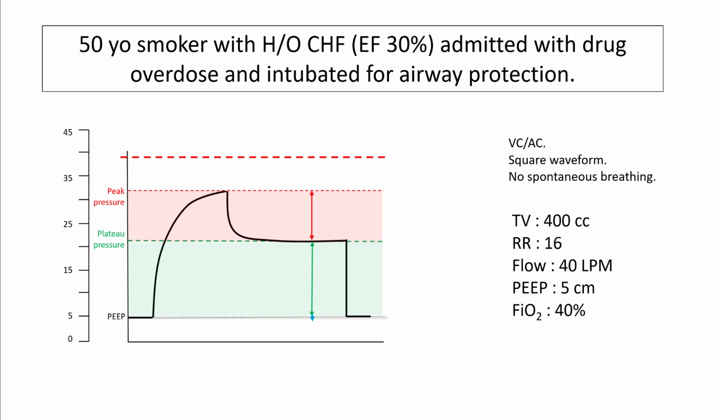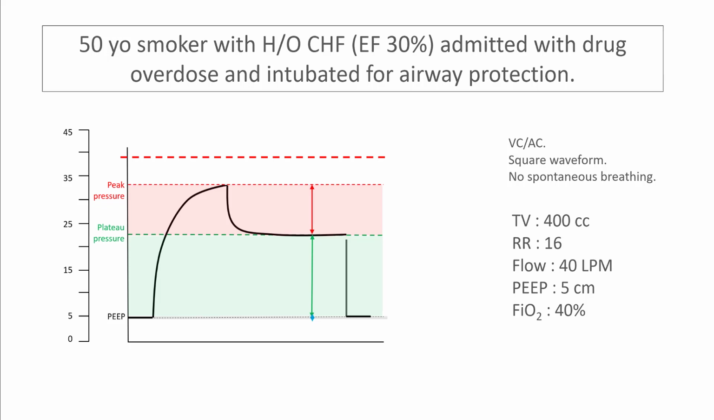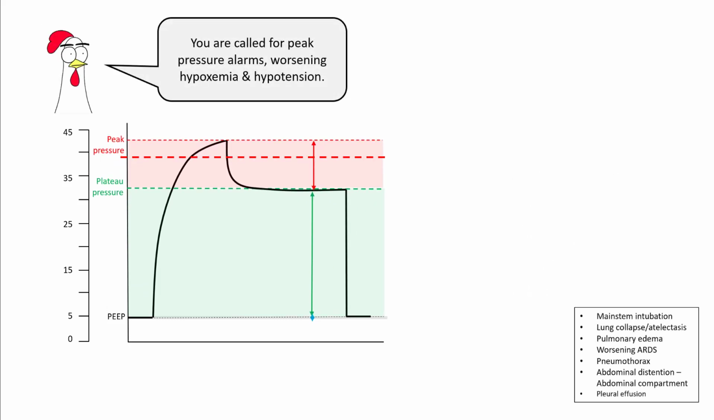Let's do another example. Here we have a 50-year-old with heart failure, admitted with drug overdose and intubated for airway protection. You are called for peak pressure alarms, worsening hypoxemia and hypotension. What you notice on the inspiratory pause is plateau minus PEEP, that's the compliance, has worsened. Peak minus plateau seems to be the same. So there is a worsening compliance, and similar to before, you run your differential.